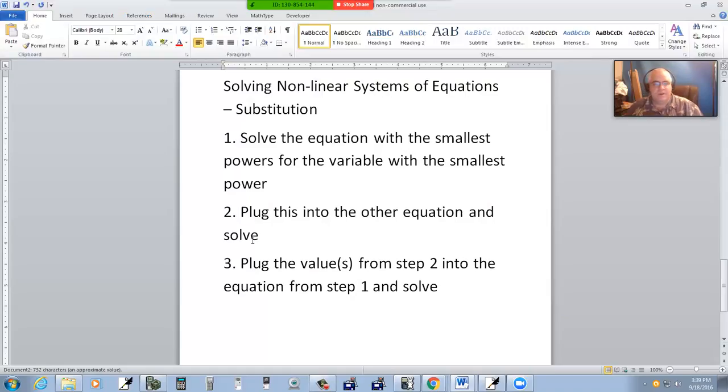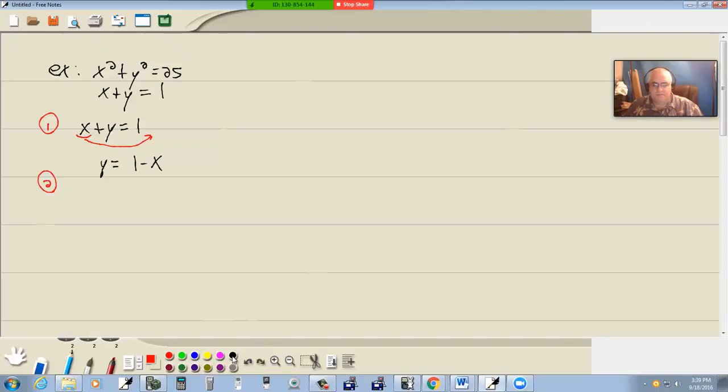Step 2. Plug this into the other equation and solve. Our other equation is x squared plus y squared is equal to 25. Now here we just said that y is equal to 1 minus x, so we're going to replace the y here with 1 minus x. So we're going to have x squared plus 1 minus x squared equals 25. And then solve this. So we got x squared plus 1 minus x squared is 1 minus x times 1 minus x.